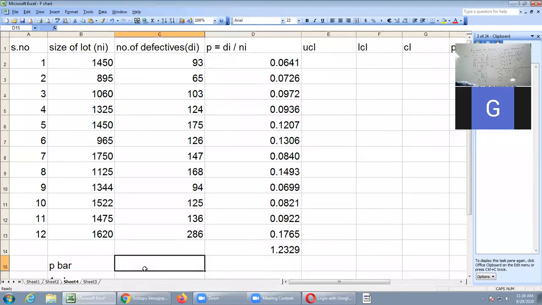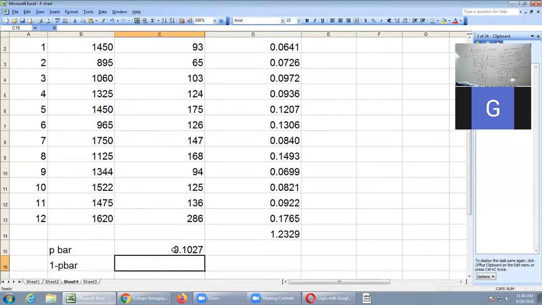Now P bar you have to calculate. What is the P bar formula? Equal to, whenever you are writing the formula, press the equal to button. P total. You can type it or select it, because you are calculating only one value. Divided by what is the sample count? How many samples have been considered? 1, 2, so on to 12. That means 12 samples have been considered. Press enter. Automatically we get P bar.